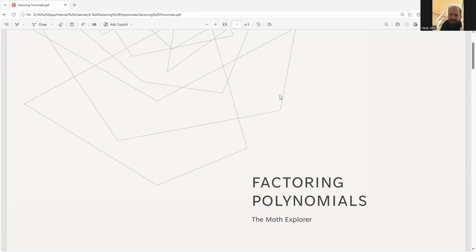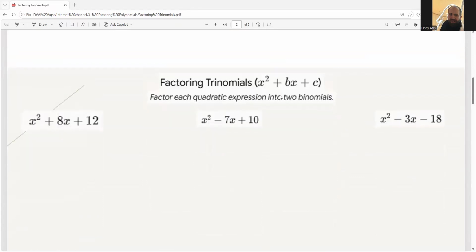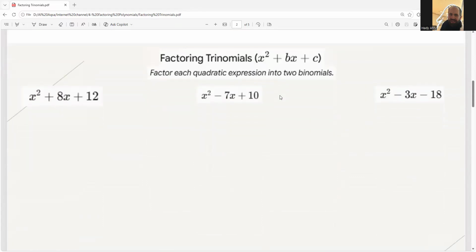So today we are going to have factoring polynomials. It will be the last lesson in this unit, or module, if you want to call it. Yes, it's a module. And factoring polynomials will discuss a lot of ideas. So let's dive in. The first idea that we have is factoring polynomials.